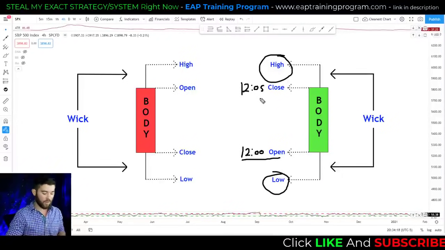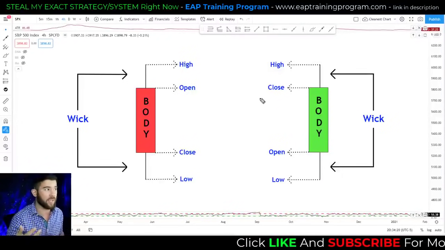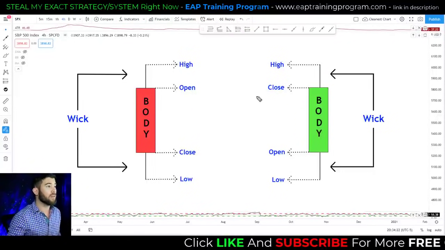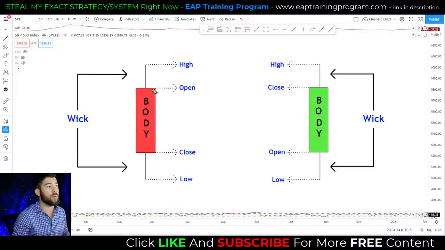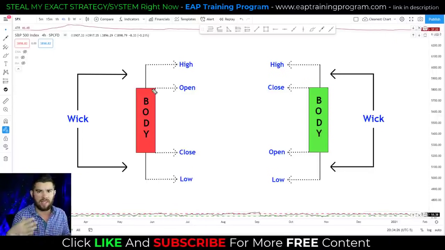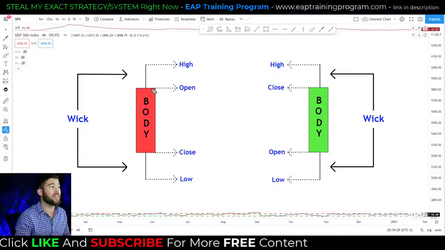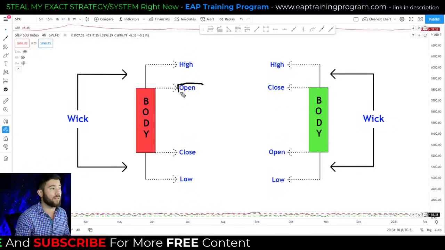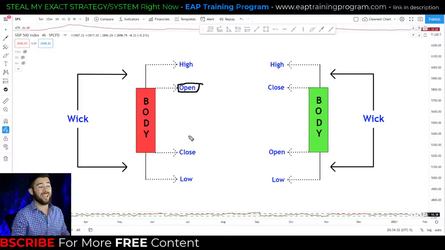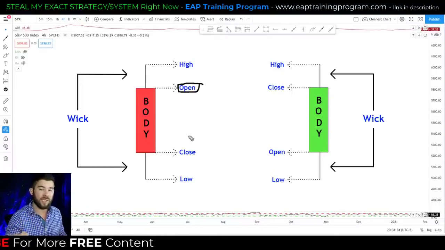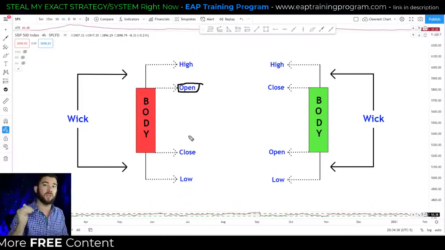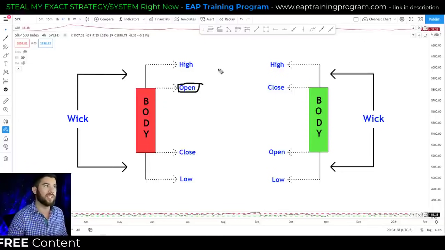A red candle represents when price went down during that period of time. So for a red candle, we would have an open at the top of the body. This is the only difference between the two candles. The open is at the top of the body of a red candle because during a red candle, it represents a period where price closed below where it opened or went lower during, let's say, a 5-minute chart.